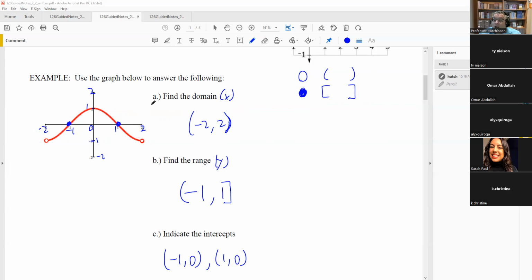So the domain is just the x values the graph uses, and the range is the y values. So again, we go between these y values, -1 and 1. Because these are both open circles, that's why I'm using a parenthesis here. But again, this is a solid line, so that's why I'm using a bracket on that one.